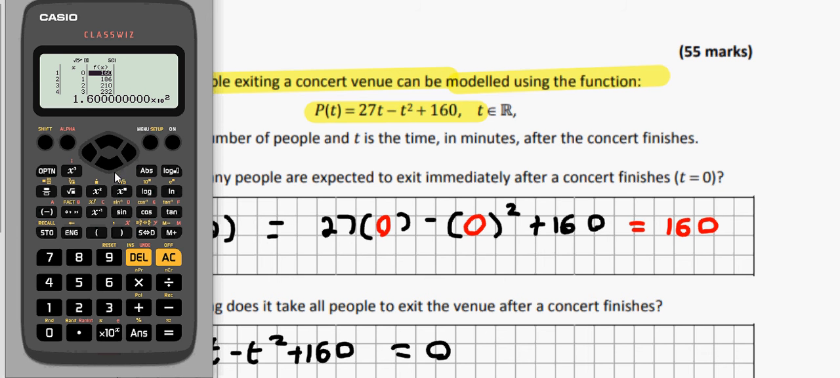So, 160, oh sorry, I'm still in science mode. Back to normal.